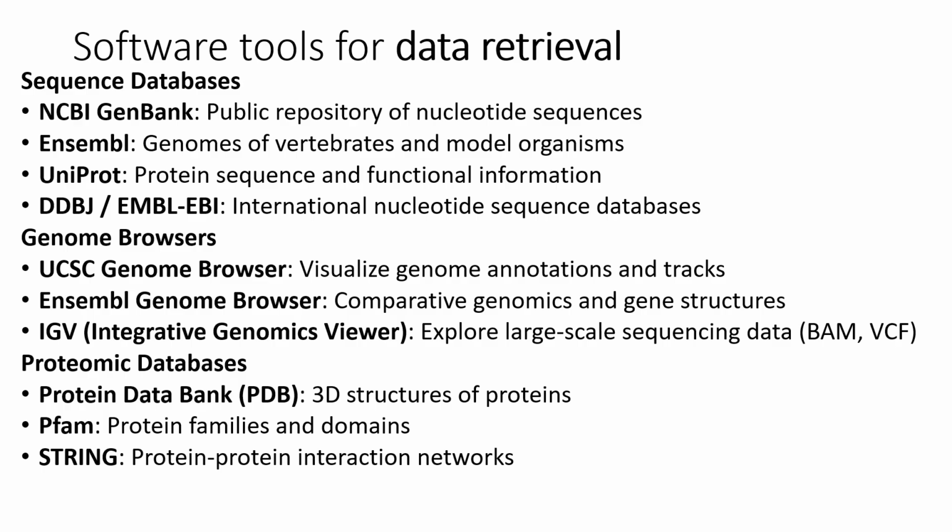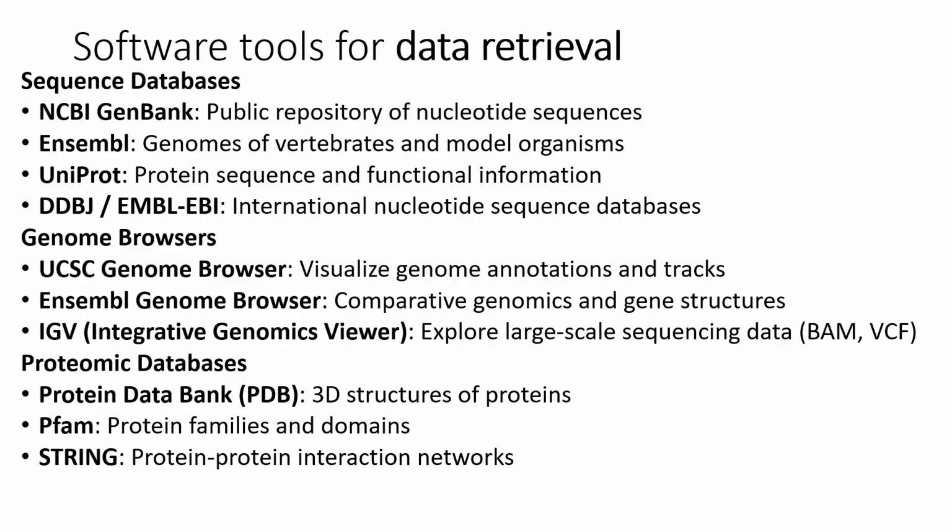Genome browsers are browsers with the help of which we actually visualize various kinds of genomes, and we can compare them and explore their genomic sequencing data and visualize where the problem or where the mutations can arise. The University of California genome browser, UCSC genome browser, visualizes genome annotations and tracks. Ensembl genome browser is used for comparative genomics, and IGV, which is Integrative Genomics Viewer, explores large scale sequencing data like binary data and variant calling formats.